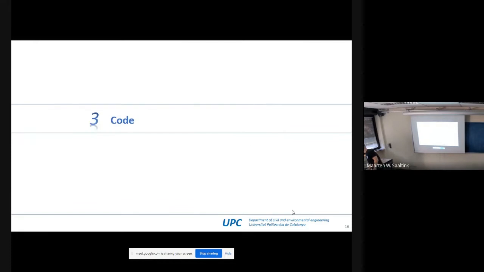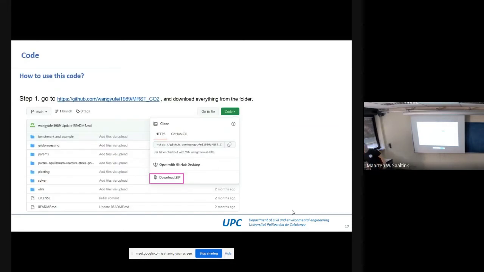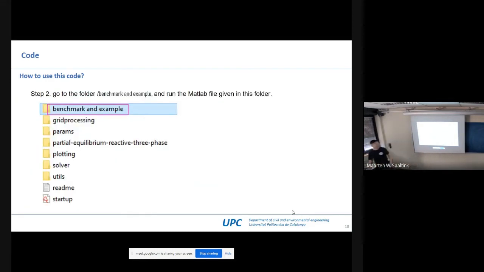Now we will see the code. We have uploaded the code to GitHub, and you can go there and download it. It has some examples, for instance. All the examples are in this folder. You just go there and you can find the file you are interested in.